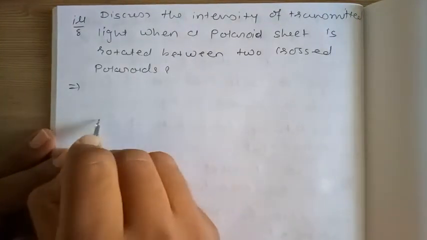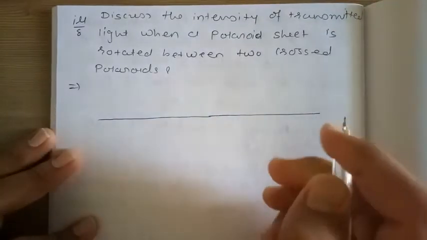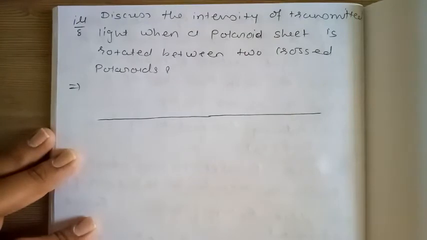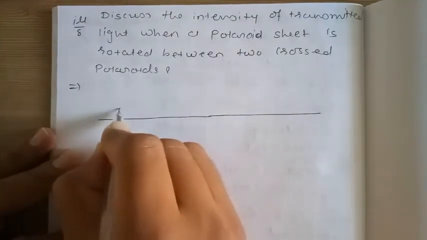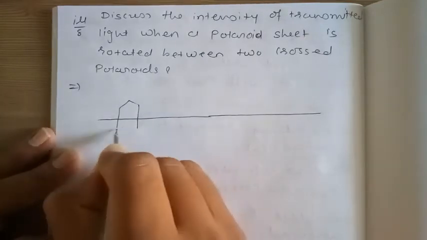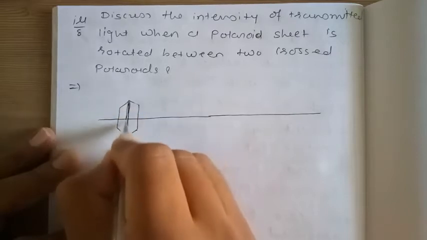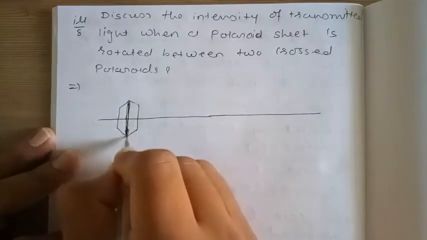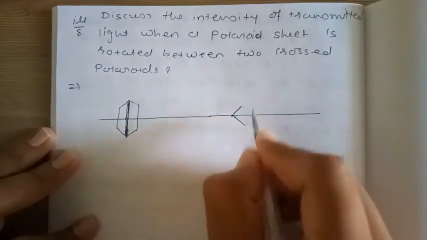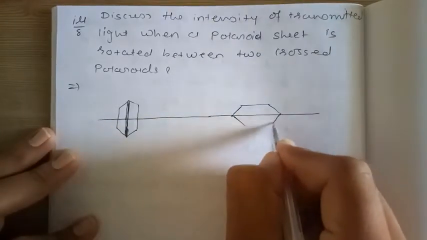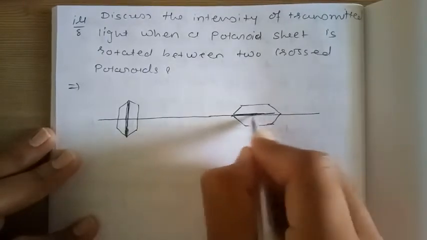So, here the Polaroid sheet is rotated between two crossed Polaroids. So here we consider the first Polaroid is like this. This is the pass axis. Now here there are two crossed Polaroids, so the second one is like this. This is the pass axis.